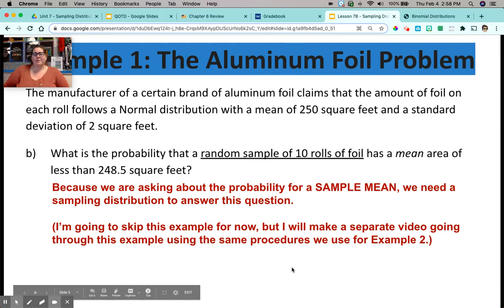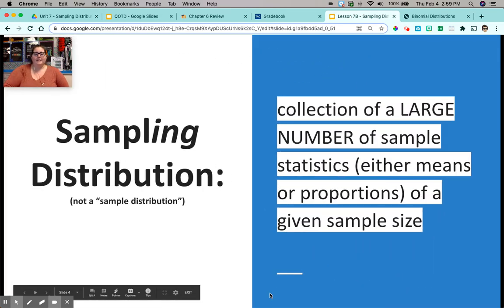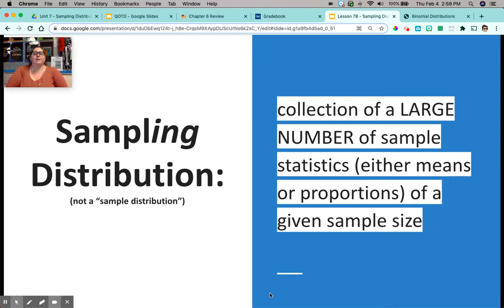So I'm going to skip this example for now so that we have time in this video to get to the further examples, but just know that I did and will post a separate video that goes through this example using the same procedures that we will do in later ones. So again, as a reminder, a sampling distribution is when we have a collection of a large number of sample statistics. So our key is, are we dealing with a sample mean or a sample proportion?